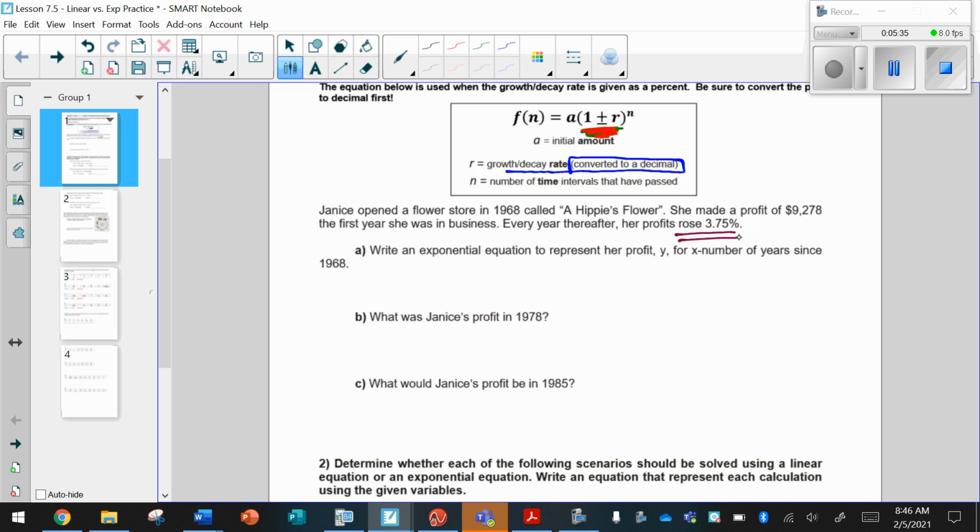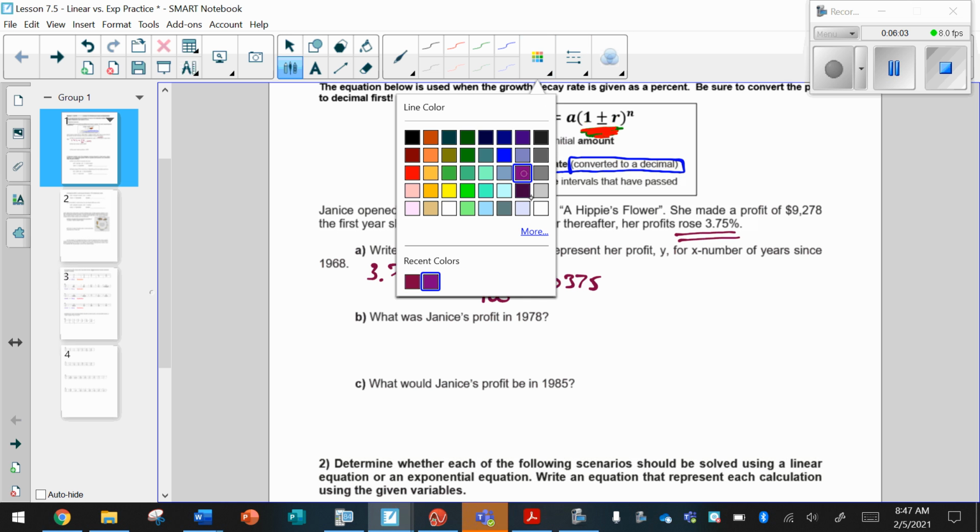Since the profits are going up, we should automatically know we will be using the version 1 plus R in our formula. But as I talked about, we have to take that percentage rate, 3.75%, convert it into a decimal by dividing by 100, or simply moving our decimal point 2 places to the left. And now we can take that result and use it in our formula.